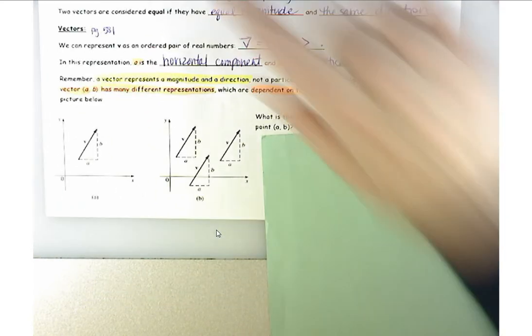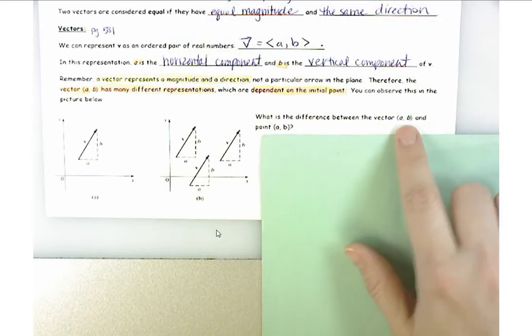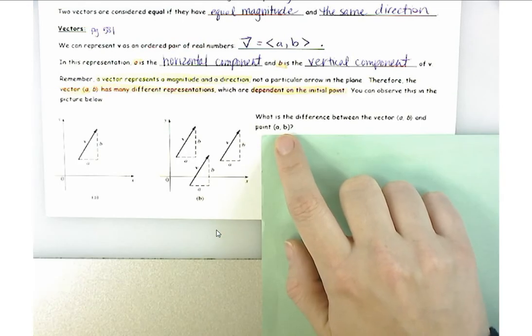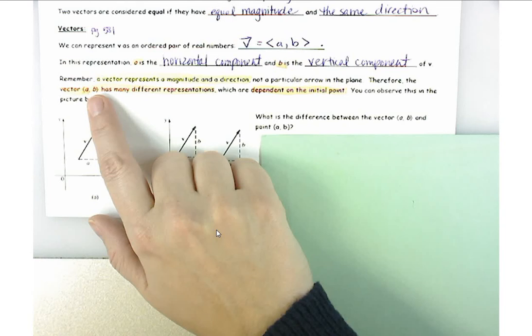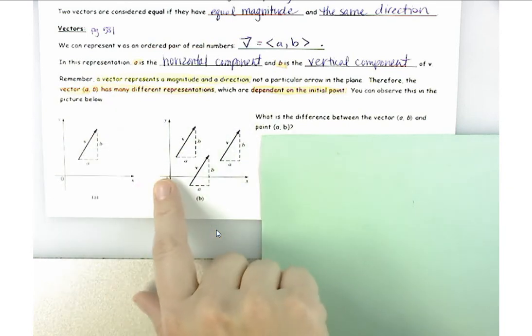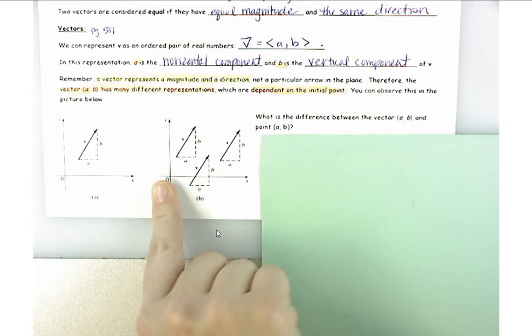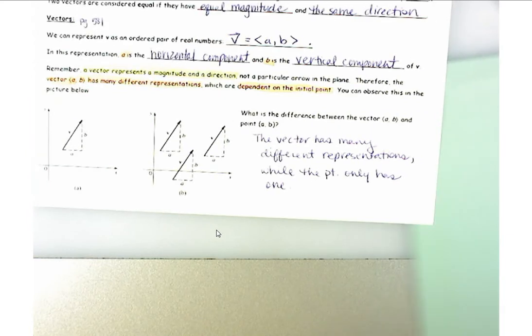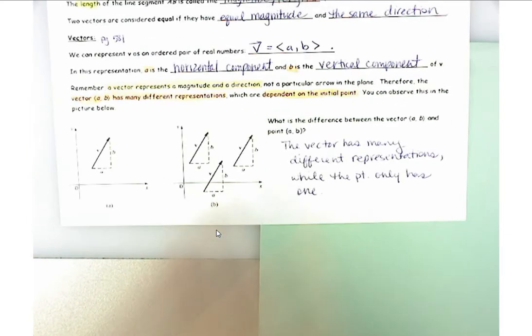What I asked you to think about is how the vector is different from the point AB. We just talked about how the vector can be placed anywhere. If I told you to draw the vector ⟨3, 5⟩, I could have 30 different representations. If I asked you to plot the point (3, 5), how many representations is that going to have? Just one. There's only one place where you can plot that point in the coordinate grid. So the vector has many different representations. The point is only going to have one.